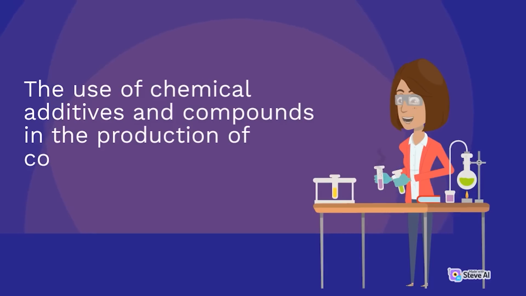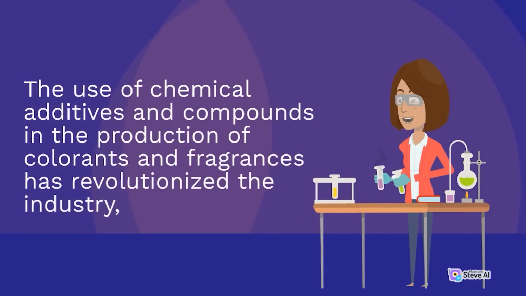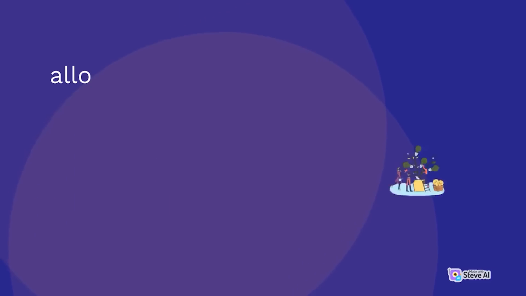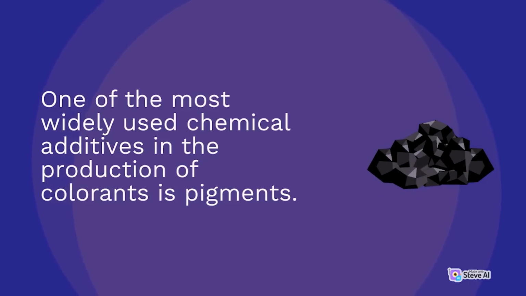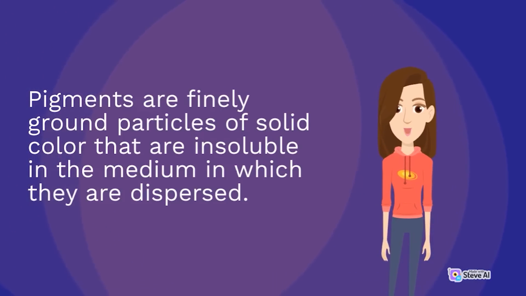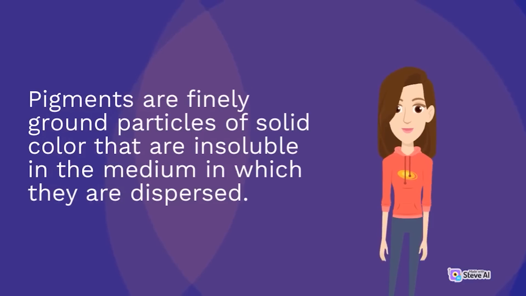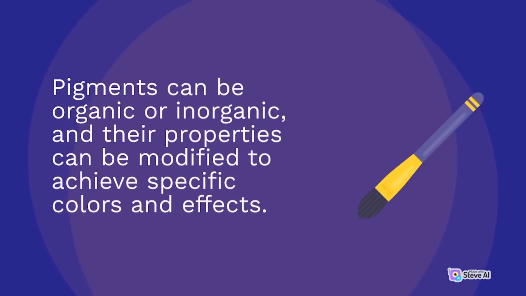The use of chemical additives and compounds in the production of colorants and fragrances has revolutionized the industry, allowing for the development of new and innovative products that are both appealing to consumers and safe for use. One of the most widely used chemical additives in the production of colorants is pigments. Pigments are finely ground particles of solid color that are insoluble in the medium in which they are dispersed. Pigments can be organic or inorganic, and their properties can be modified to achieve specific colors and effects.